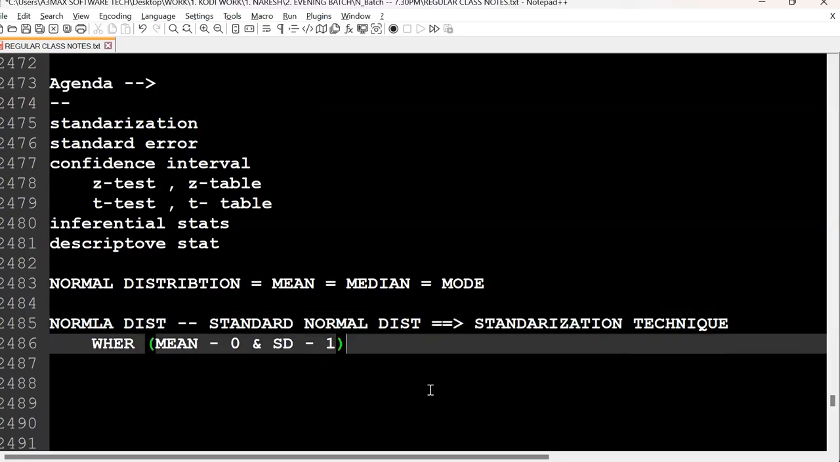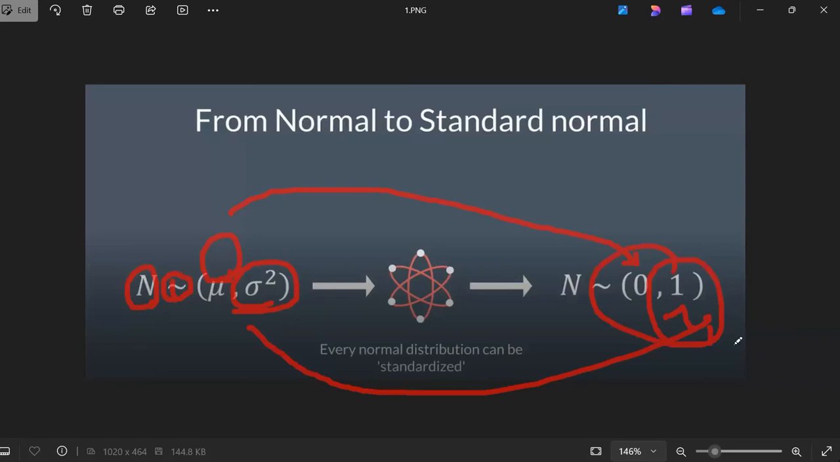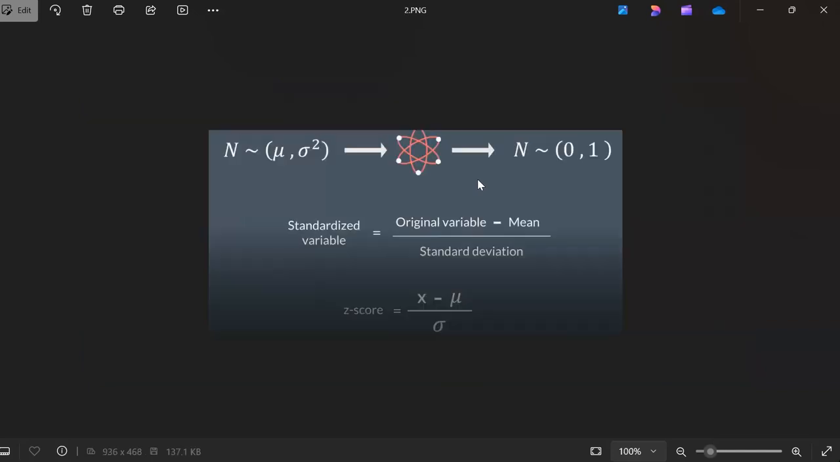See, normal distribution, the tilde symbol means distributed as. Mu is what? Mean, and variance, isn't it? It will convert the mean to 0 and the standard deviation to 1, or maybe the variance to 1. So this concept is called standardization. Guys, do you understand or not? What exactly is meant by this? Have a look at this.